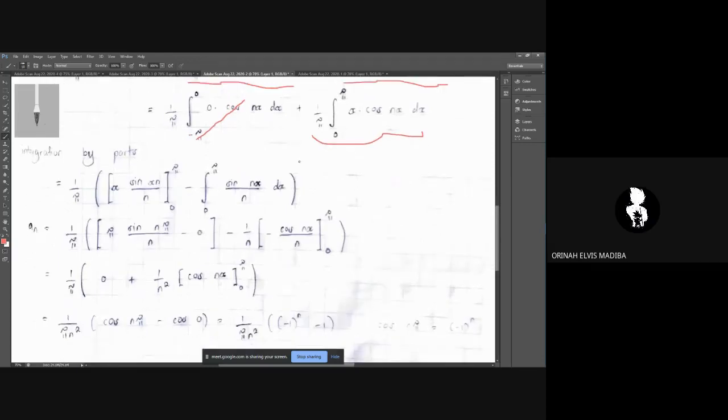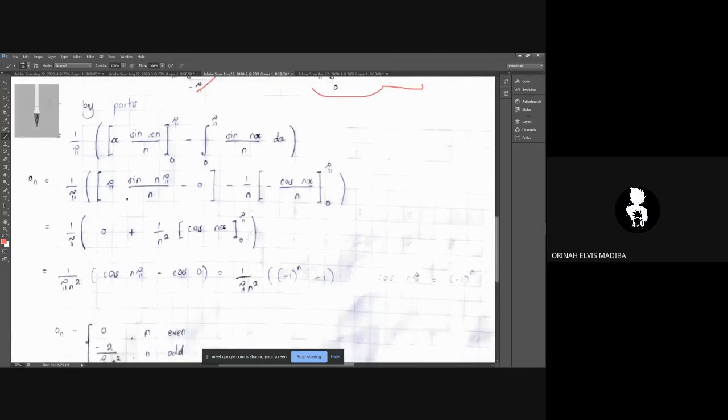From integration by parts, you get 1 over pi times x sine nx over n from 0 to pi, and then the other integral will be from 0 to pi of sine nx over n dx. Integrate this, and you get an being 1 over pi times sine, and all this minus 0, then 1 over n times minus cos nx over n, from 0 to pi.